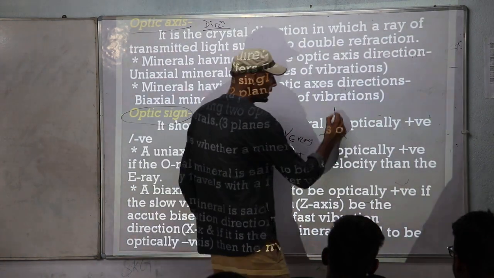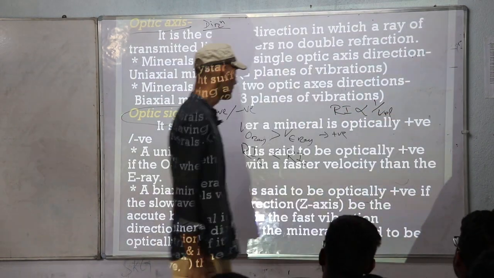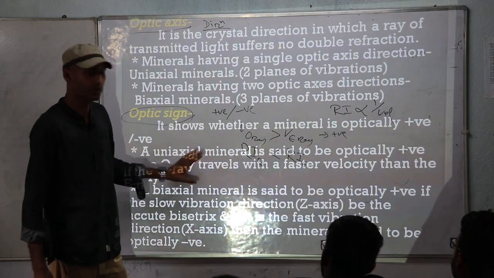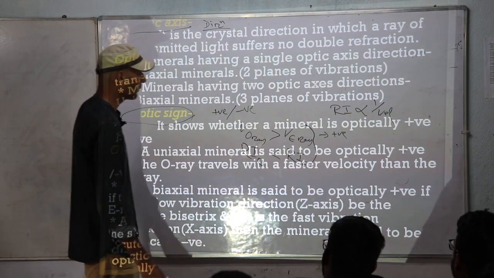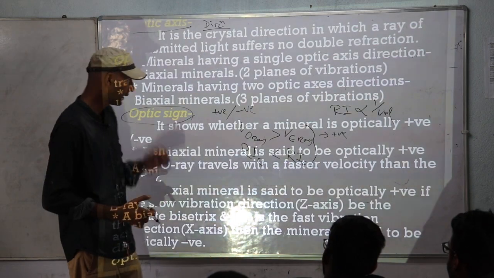Why? Refractive index is inversely proportional to velocity, right? So velocity of O ray should be greater, or refractive index of O ray should be lesser. Okay, so these conditions define a positive mineral. If the case is opposite, then that is a negative mineral.